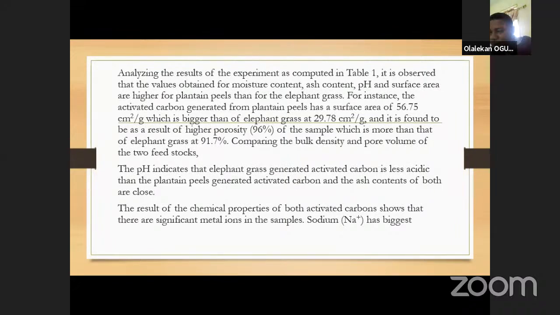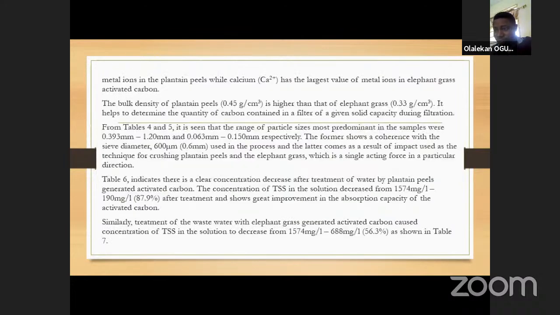So for the chemical properties of this activated carbon, we can see that sodium has the bigger metal ion value in the plantain peels, while calcium has the largest value of metal ion in the elephant grass.